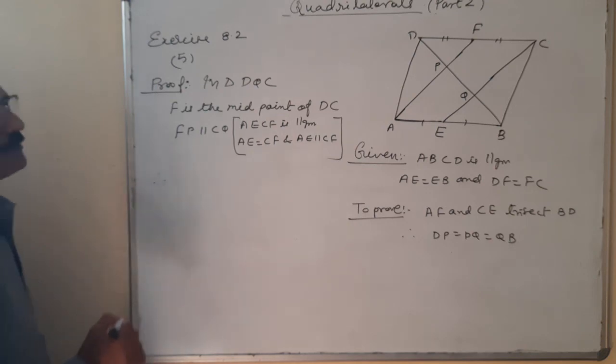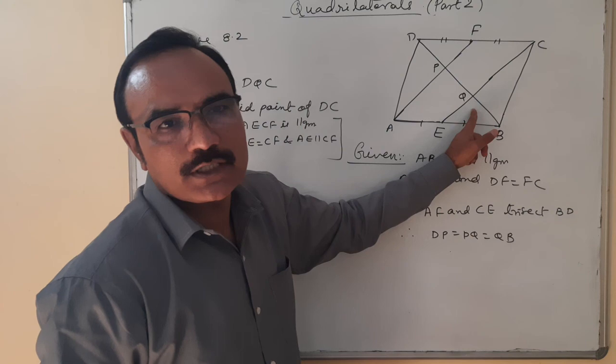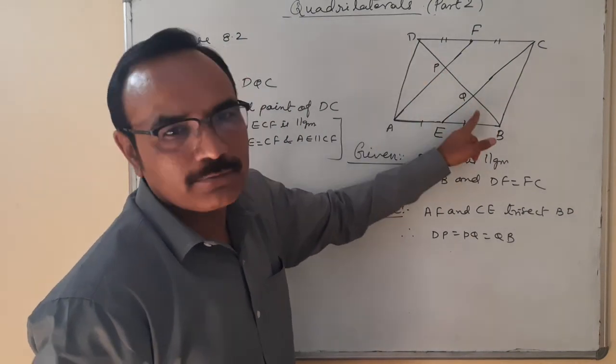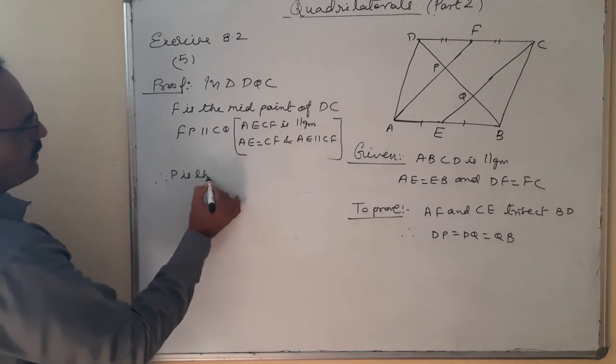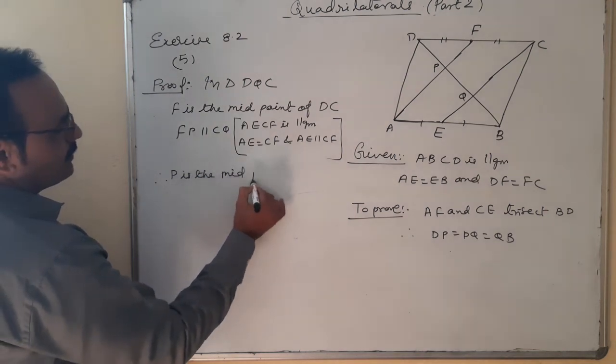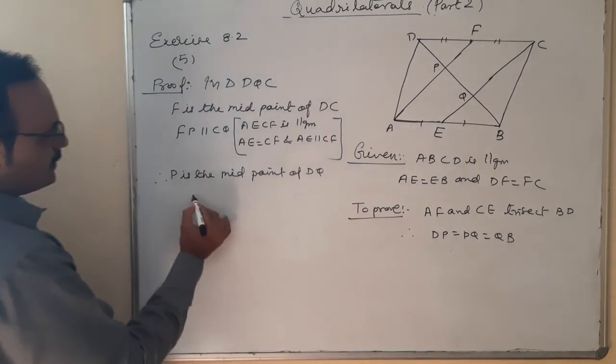Therefore, F is the midpoint of CD and FP is parallel to CQ. What does it mean? P is the midpoint of DQ. What is the reason?